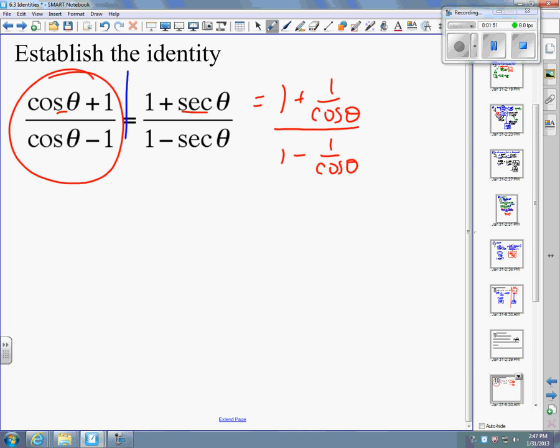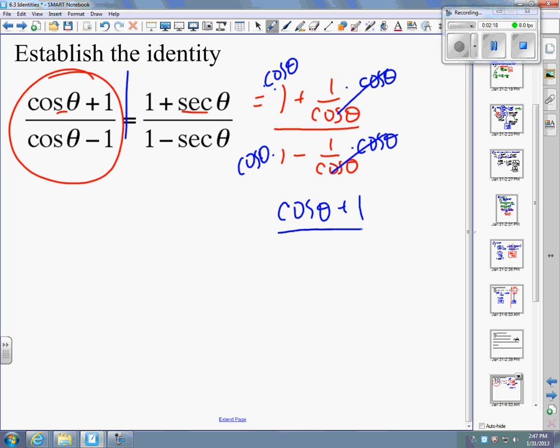Now, you can go in and say, I'm going to multiply every single term by a cosine. And I can do that because I'm doing the exact same thing to all these terms. You can't just randomly pick 2 of the 4 or 3 of the 4. You have to do it to everything. Those will cancel, and you're done. Cosine theta plus 1, cosine theta minus 1, and that's it.